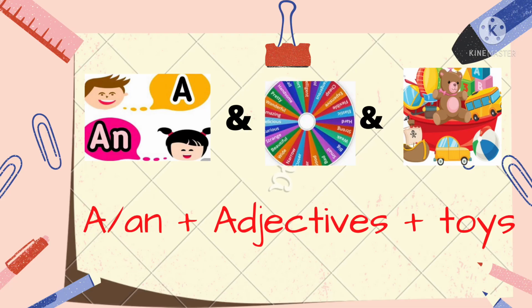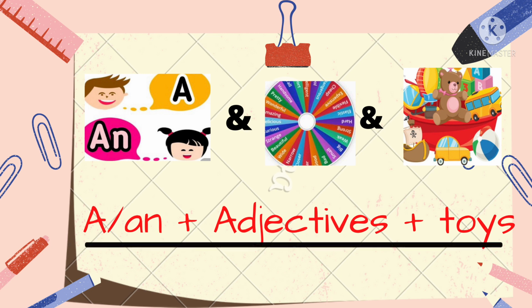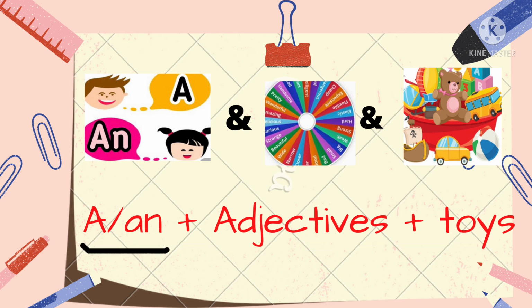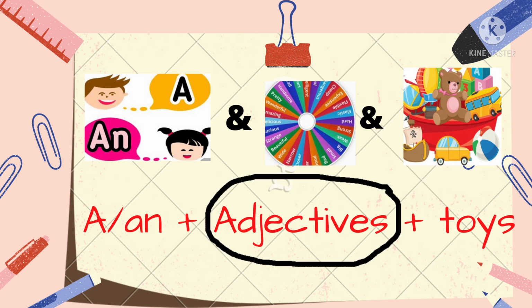Ta-da! This is the phrase that we are learning today. There are 3 parts. Ada 3 bahagian. A or an, adjectives, and toys. Awak rasa banyak ke nak belajar? Nah, don't worry. I will explain one by one. Ada perkataan yang awak dah tahu. A or an. Awak dah pernah jumpa ni sebelum ni. And the words for toys pun kita dah belajar. Cuma adjectives. Perkataan yang baru hari ni kan?